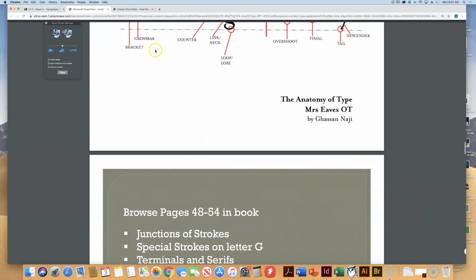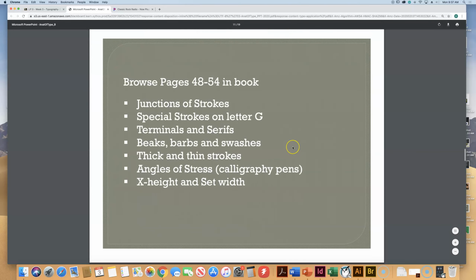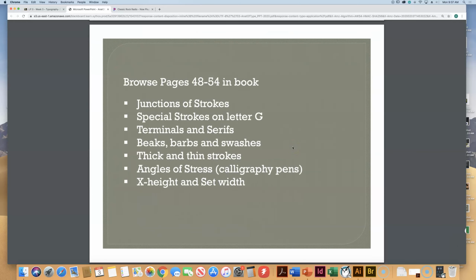Okay, back at this PowerPoint. I mentioned already and showed you on the overhead projector, the pages 48 through 54 in your book show all the different unique pieces that we can find. We talked about the special strokes on the letter G, beaks, barbs, and swashes. That's all the very stylized type.